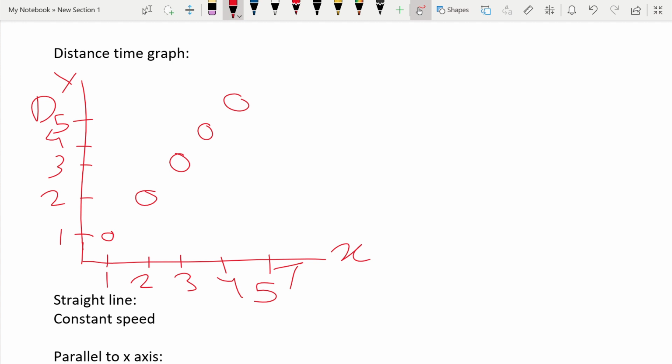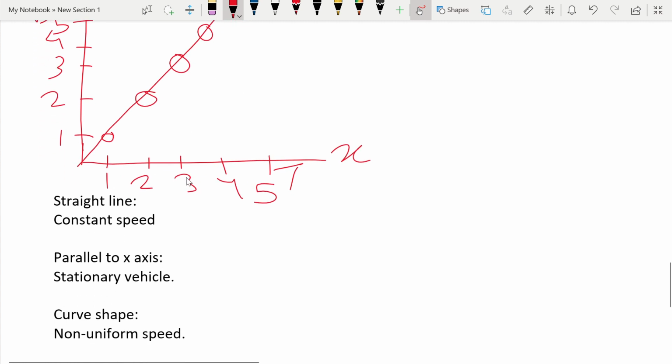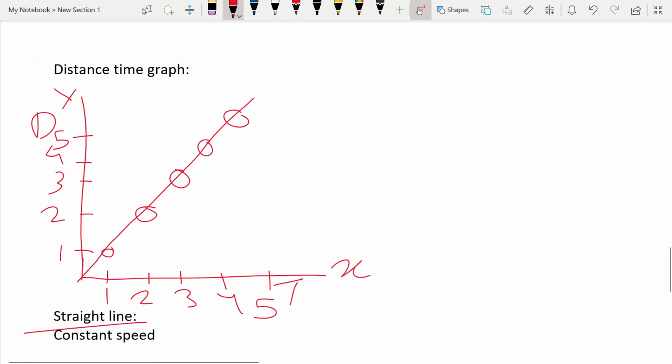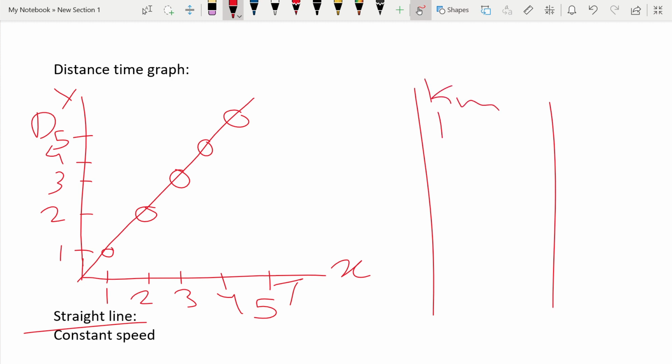So what is that? A line. That's our graph. Now we have got a straight line. So what does a straight line mean? It means that we've got constant speed. So let's make a little time. In 1 minute we covered 1 kilometer. In 2 we covered 2. In 3 we covered 3. So when the kilometer is increasing, the minute is increasing. That's called constant speed.